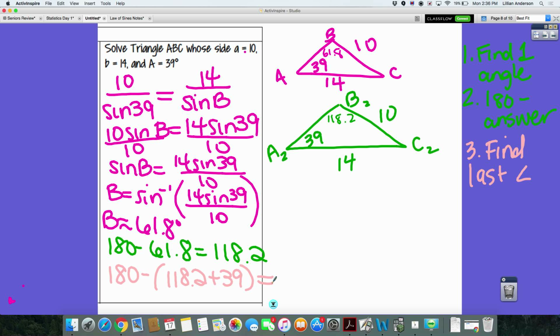What's this number right here? 22.8. So that is angle C in this triangle, in the second one, yes.